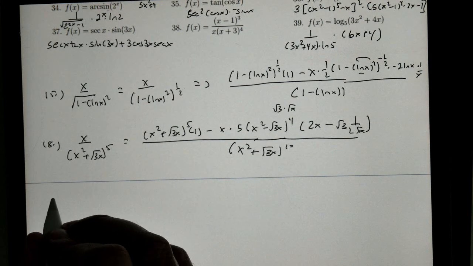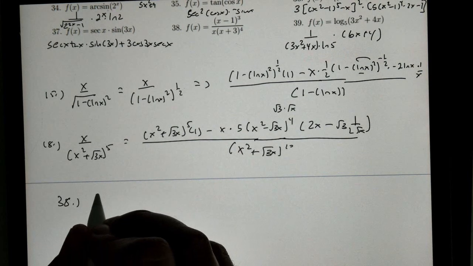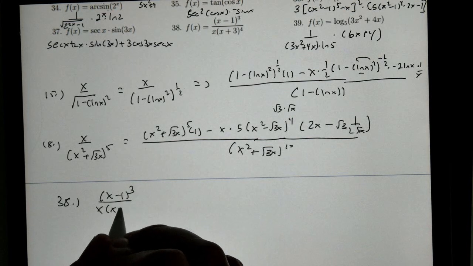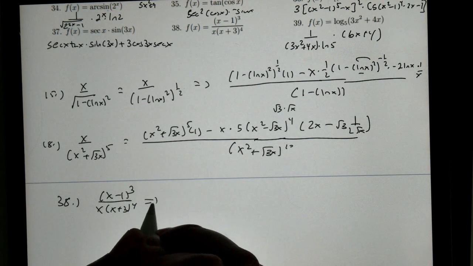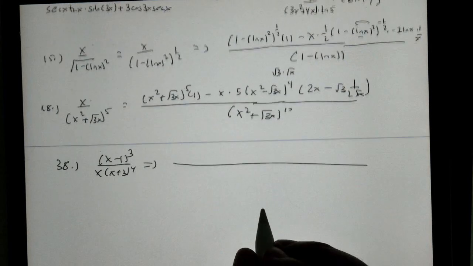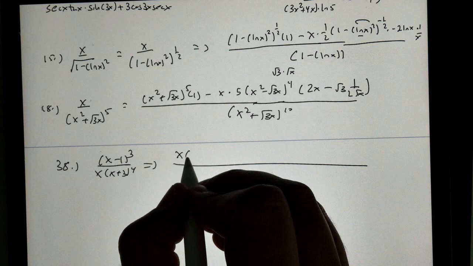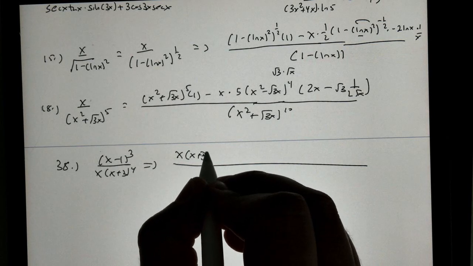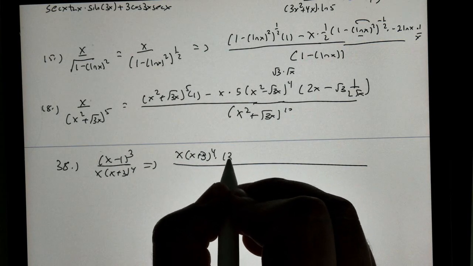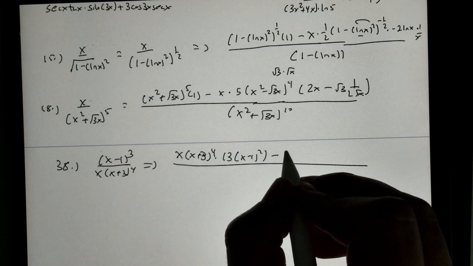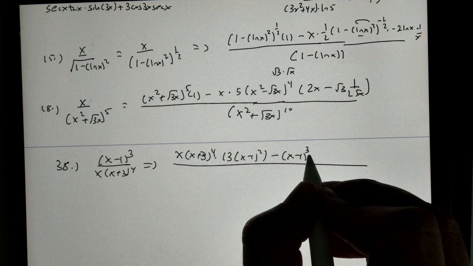So 38, let's take a look here. 38 is just this: x minus 1 cubed over x times x plus 3 to the 4th. All right, here we go. Quotient rule. It's going to be fun. Low times the derivative of the top, 3x minus 1 squared, minus high, x minus 1 cubed, d low.